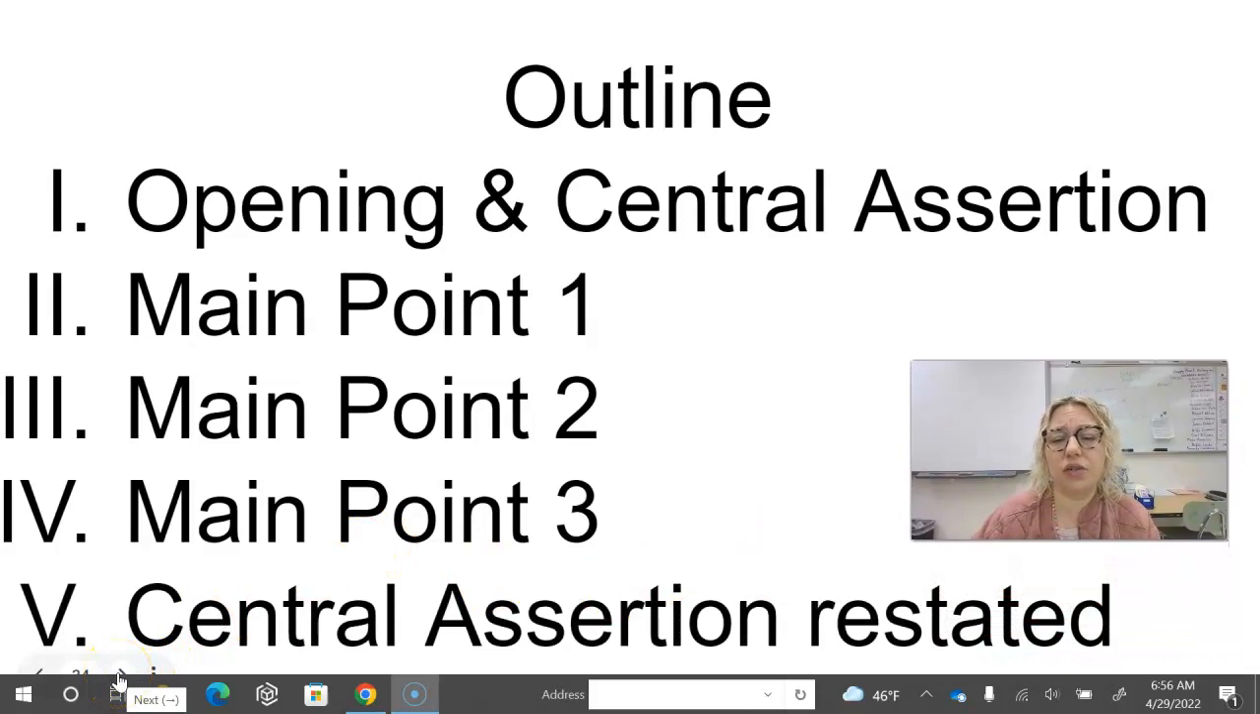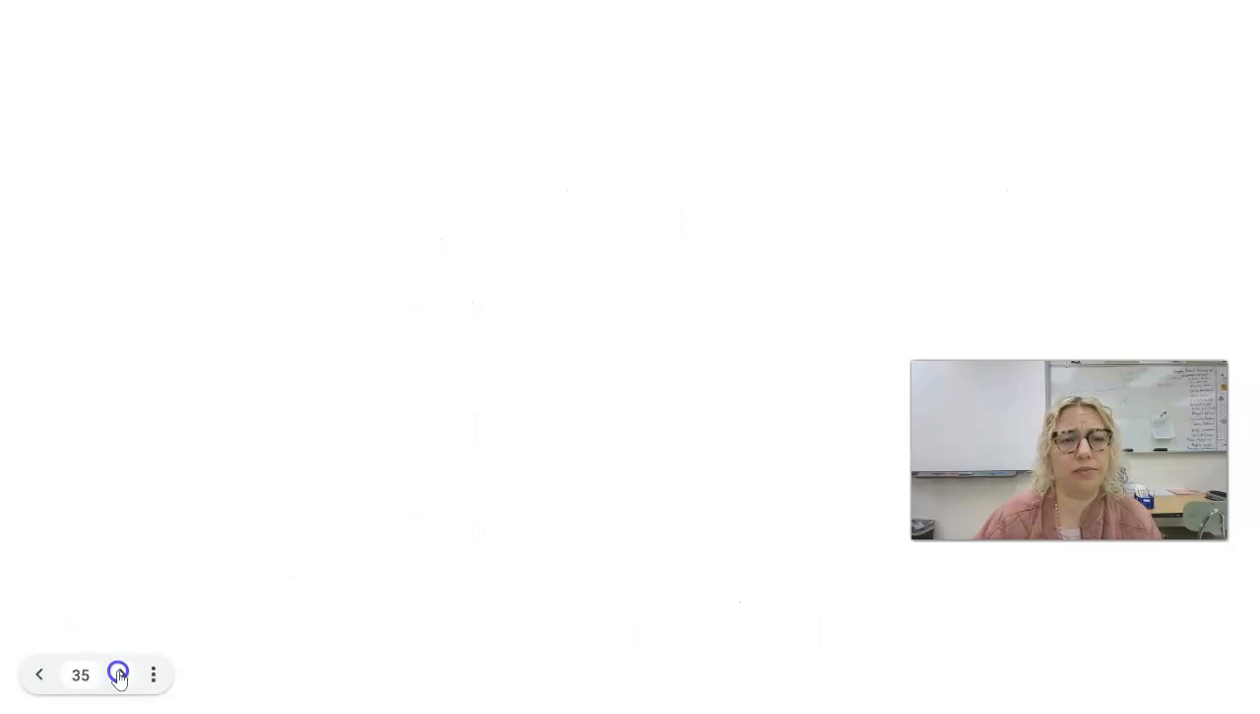Well, what should the central assertion include? The central assertion needs to include some kind of interpretive response to the guiding question. So you're going to make some kind of claim. You're going to take a stab at meaning after you've spent at least 20 minutes with the poem or extract and really trying to understand it. And it will preview or list your 3 key points.